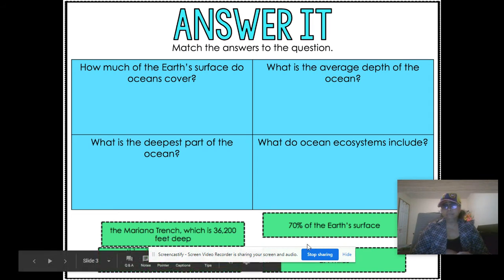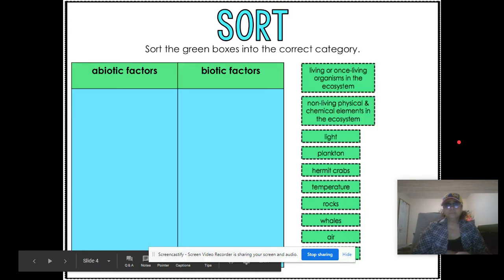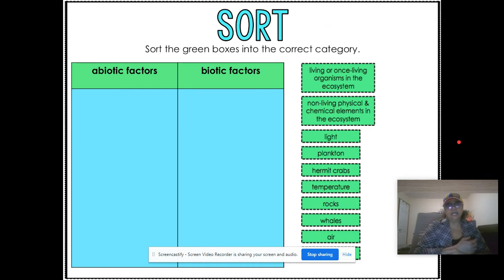So the word bank would be at the bottom. You can easily just pick one and then put it here, maybe 7% of the Earth's surface, where would that belong? Something like that, okay? So sort, another part of the slide.